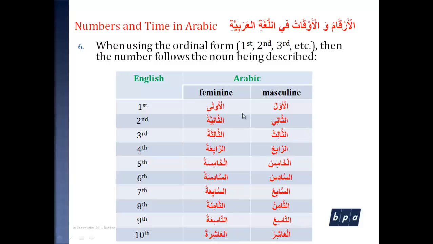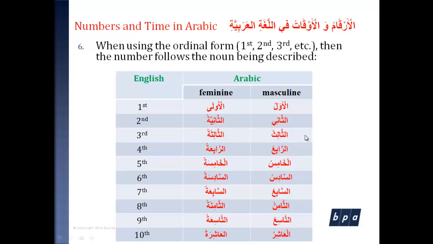It's very close to English. The first and the second are different, and then the pattern is the same from 3 to 10. The same as English: third, fourth, fifth, just add the th at the end. Here, from ثلاثة, ثالث. And you just add the ta marbuta for the feminine. الثالثة.